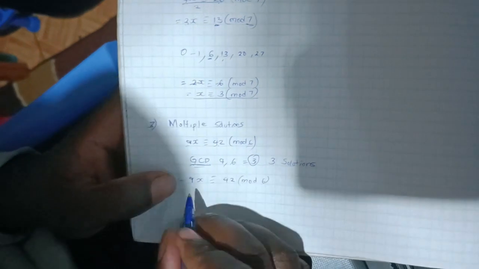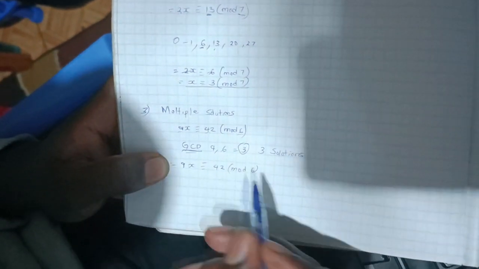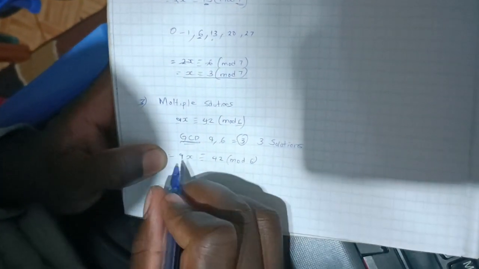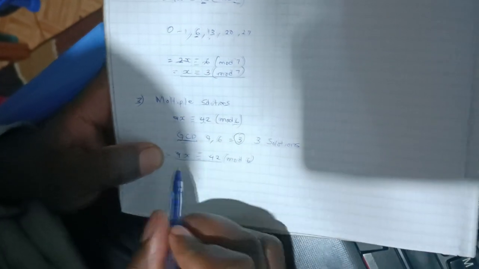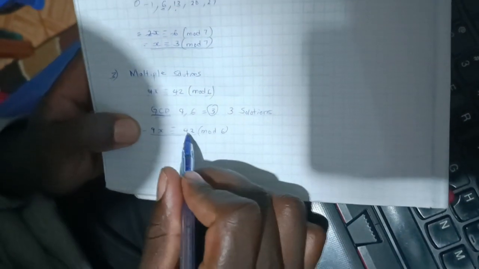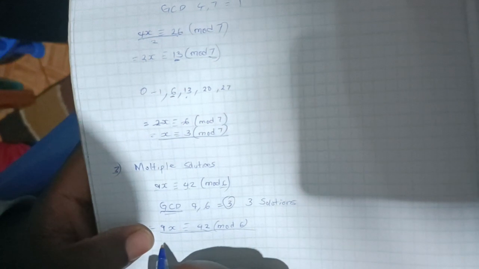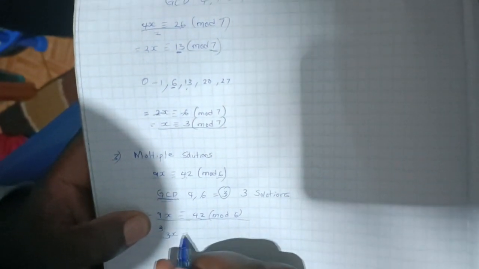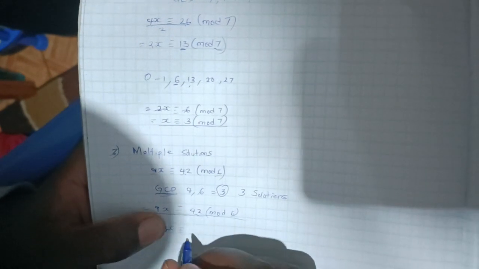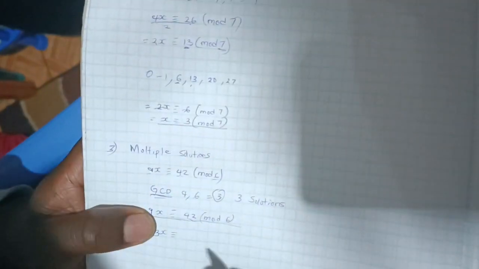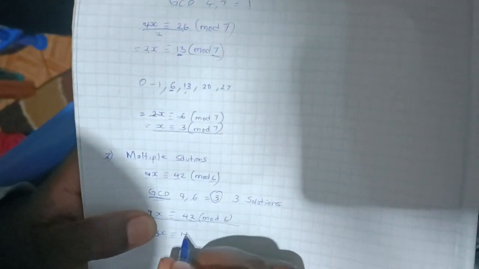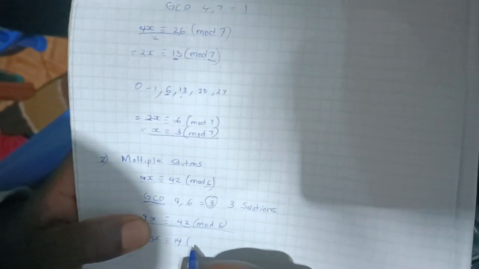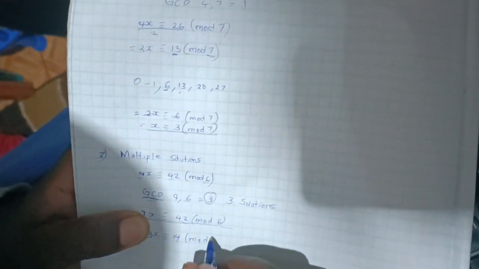In this case, we can simplify this by 3, so we can divide the whole equation by 3. So it can be 3x congruent 14 mod 2.